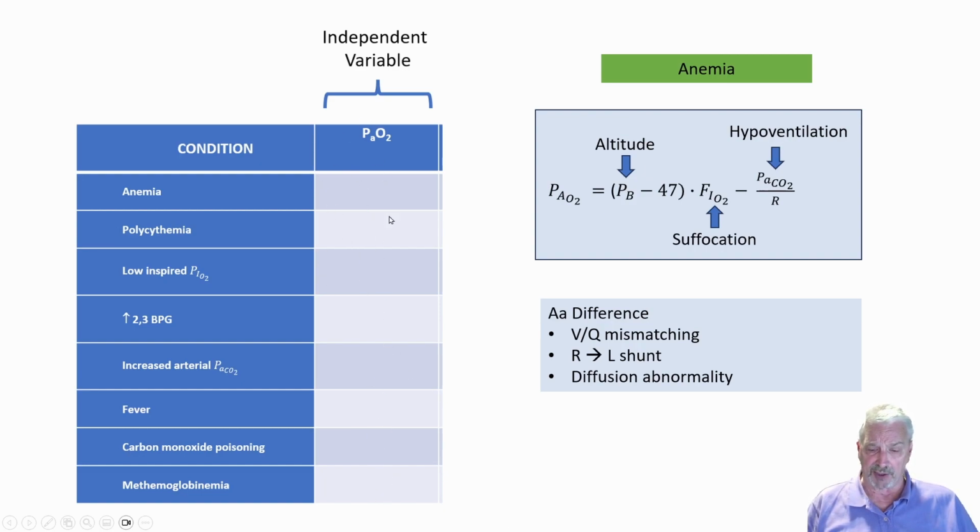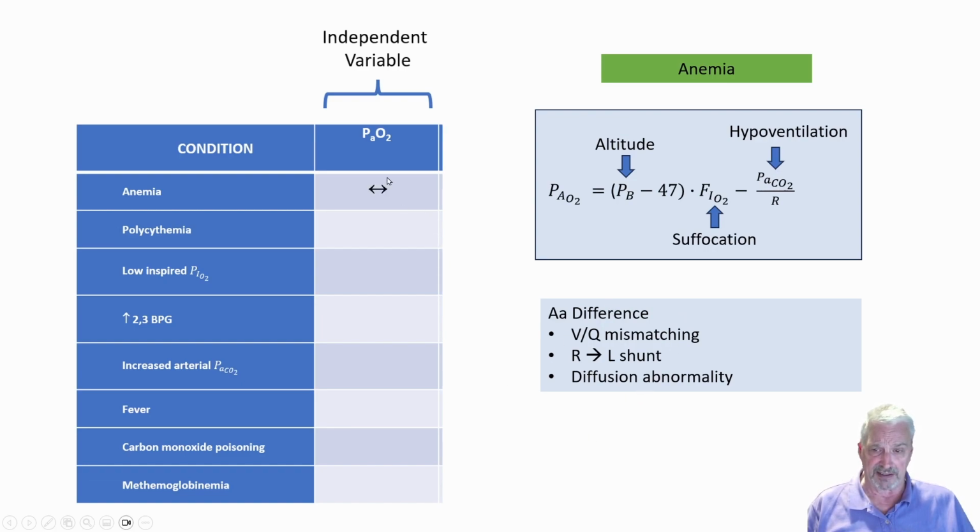So we're going to start by going down our independent variable here, PaO2, and looking at each of these conditions in terms of the three things that can affect PAO2 and the three things that can affect the AA difference, and go through them with our checkbox. So looking first at anemia, anemia doesn't cause altitude, doesn't cause hypoventilation, doesn't cause us to suffocate, and it doesn't affect any of these three things.